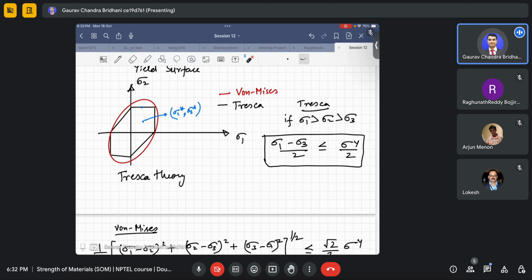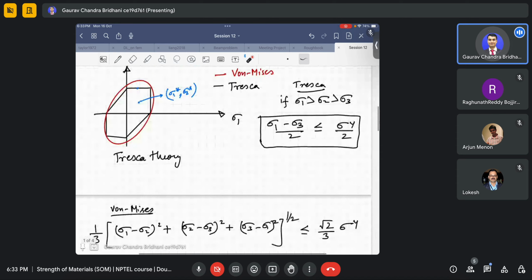What I am trying to tell here is that yielding won't happen only when the point, the state of stress, here I am clarifying, point being the state of stress, lies within the yield surface, be it the Tresca, be it the von Mises. It doesn't matter what theory we are talking about. If the point lies within the envelope of that particular theory, then it is not undergoing any yielding.